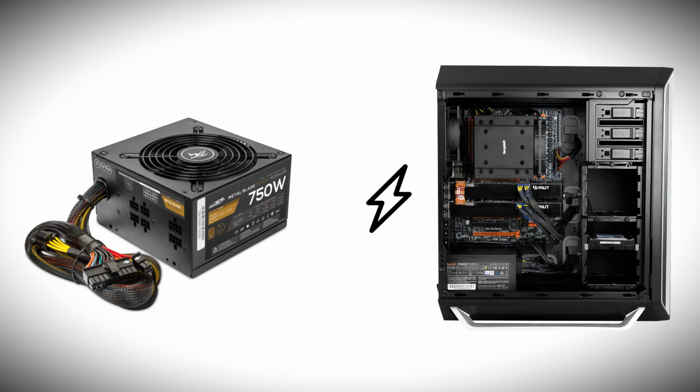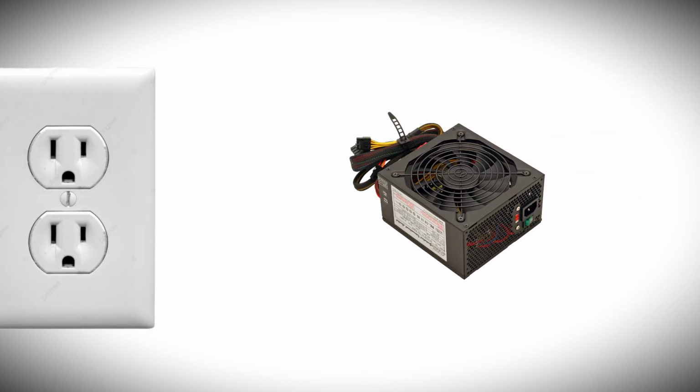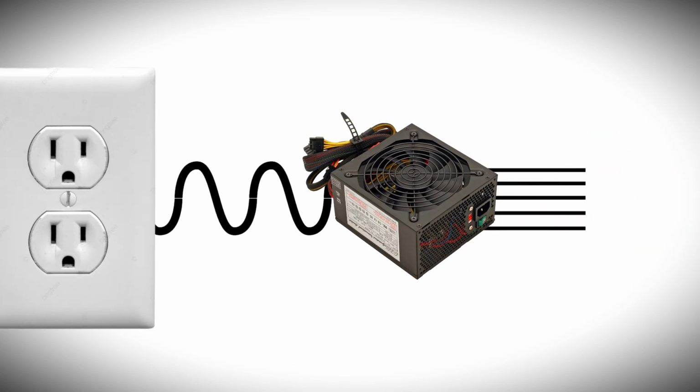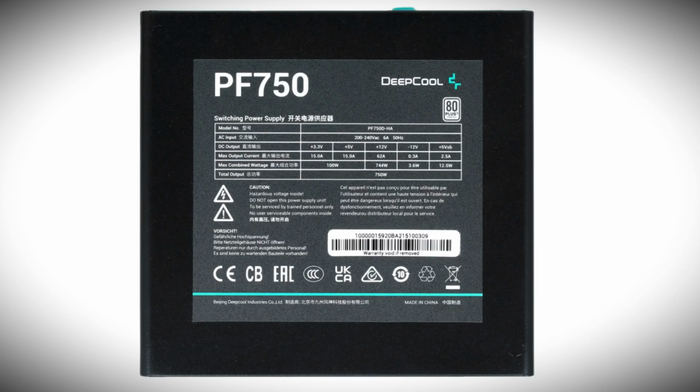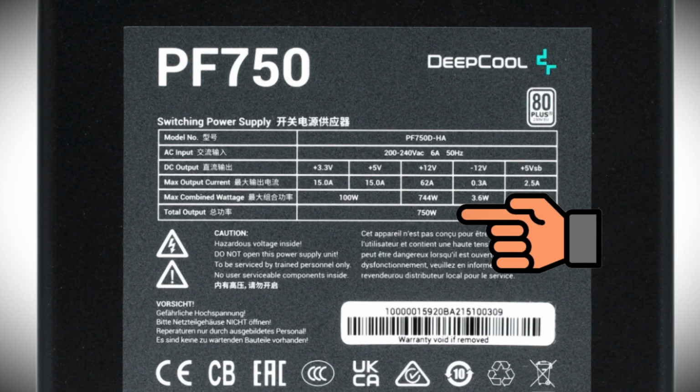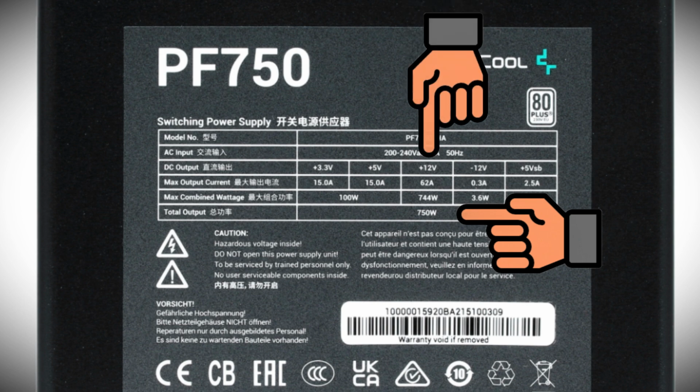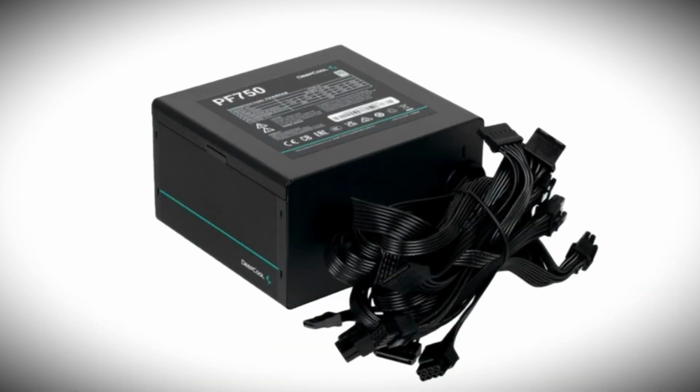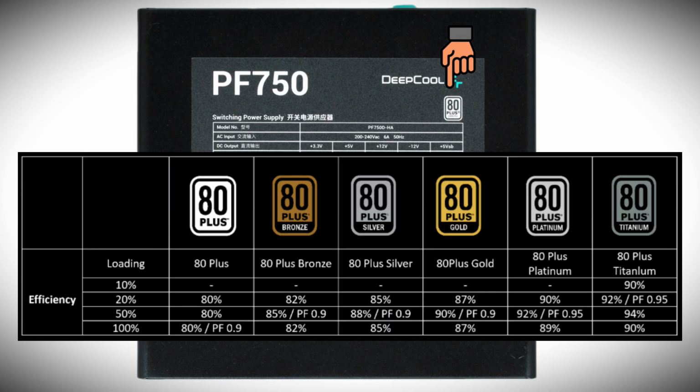Power supply. This unit powers your entire PC. It converts AC electricity from the wall into DC for your components. PSU power is measured in watts. Most of the load goes through the 12V rail. Many power supplies are 80+ certified, meaning they operate at 80% efficiency or more under full load.